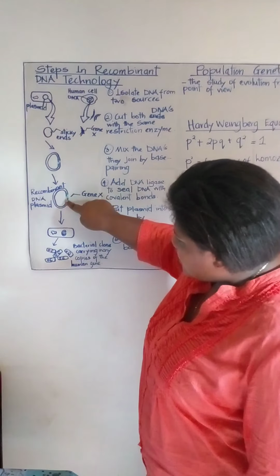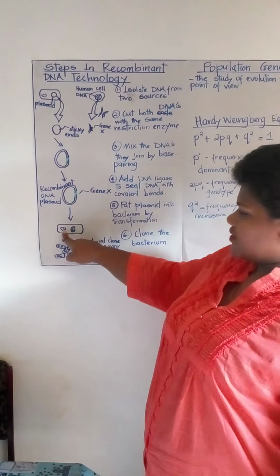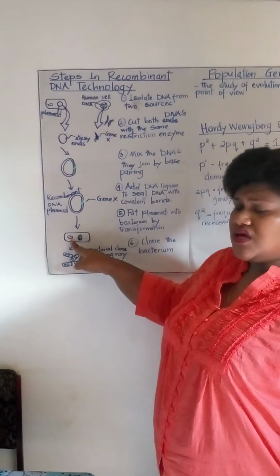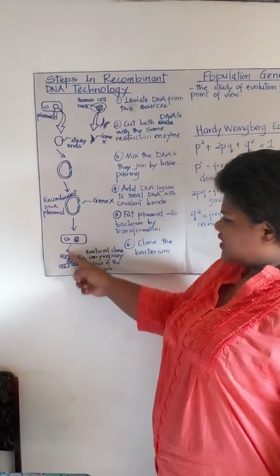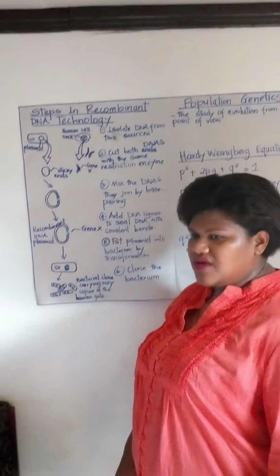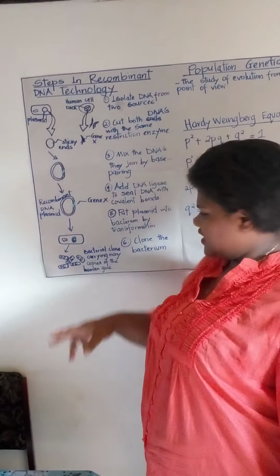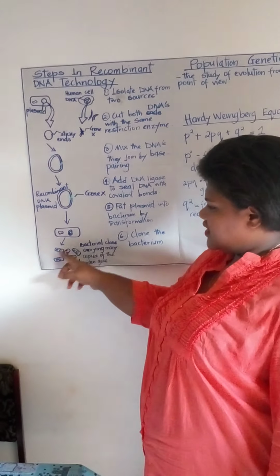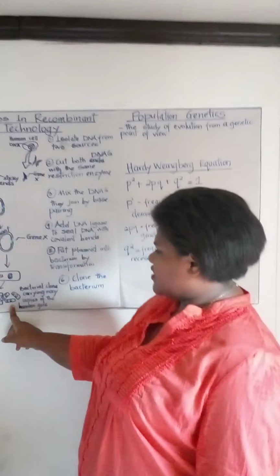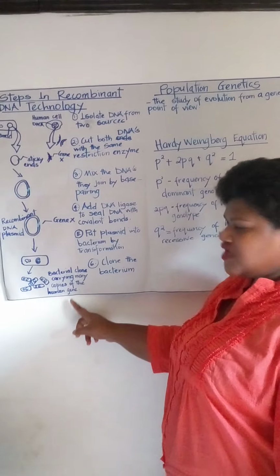This one is present with the bacteria, the E. coli bacteria. It acts as a host. Then after that it multiplies. It produces many plasmids and bacterial cells. It reproduces to form many cells. The bacterial clone carries many copies of the human gene.